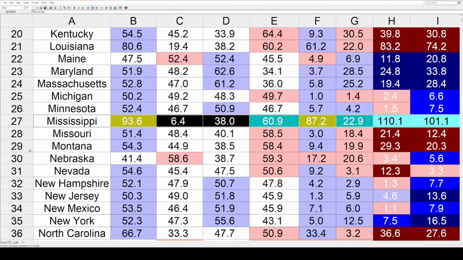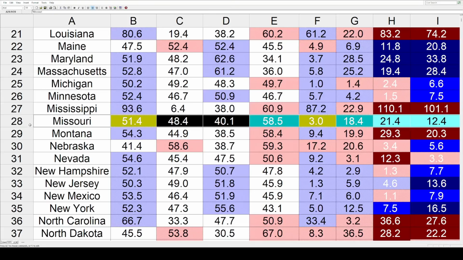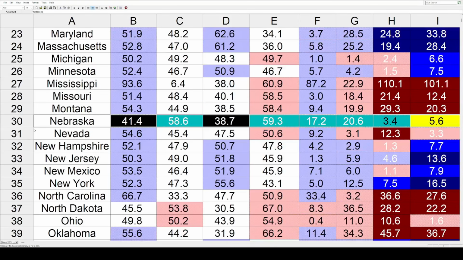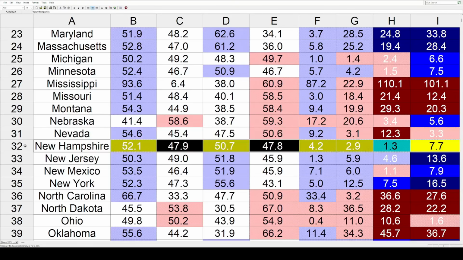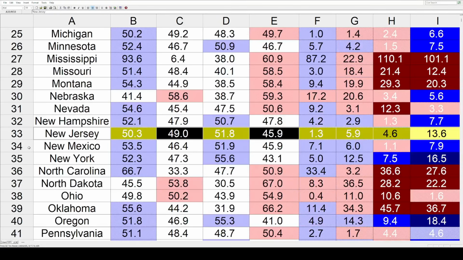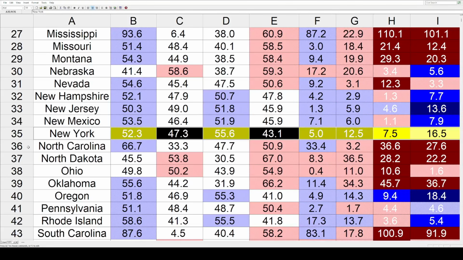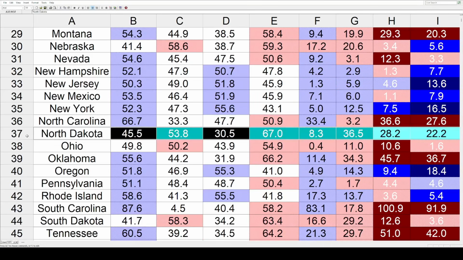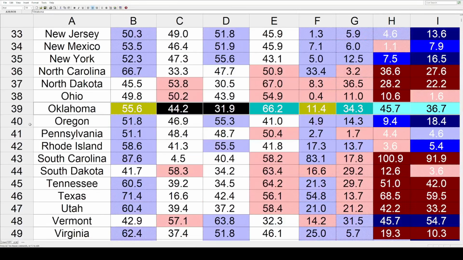Mississippi had the biggest red trend out of all the states, coming in at a gigantic 101.1. Missouri same direction but way less at 12.4. Montana a little bit more at 20.3. Nebraska bluer at 5.6. Nevada redder at 3.3. Then it was bluer in New Hampshire at 7.7. New Jersey 13.6. New Mexico 7.9. And New York 16.5. Back toward the right, we've got North Carolina 27.6. North Dakota 22.2. Ohio a mild 1.6. And Oklahoma back up at 36.7.